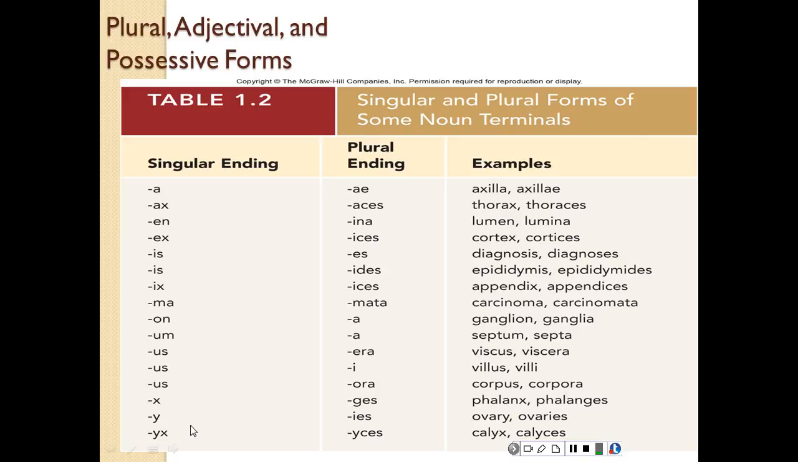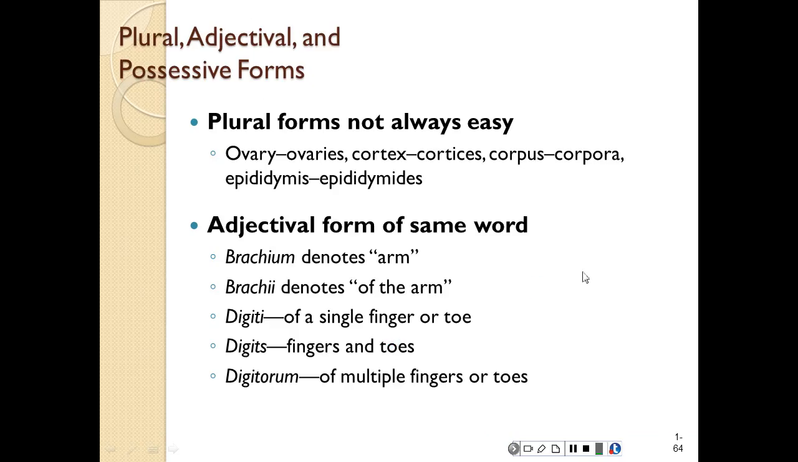And then your phalanx, which are your digits. Your phalanx is your singular. Your phalanges is dealing with more than one. Okay, so these are just very singular endings, and knowing how they change over the different types of endings you'll have when it's talking about your plural form.